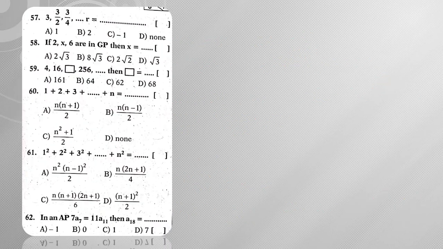Next, moving on to question number 57. 3, 3 by 2, 3 by 4 and so on. Then what is the value of r? So directly it is asking about r, then directly we can go with the common ratio. So 3 by 2 by 3 by 1. Now this I can write as 3 by 2 into 1 by 3. So 3 gets cancelled. So 1 by 2 is my answer. So common ratio is 1 by 2, which is nothing but none option here.